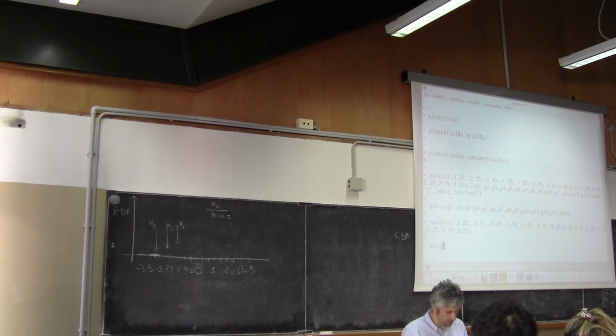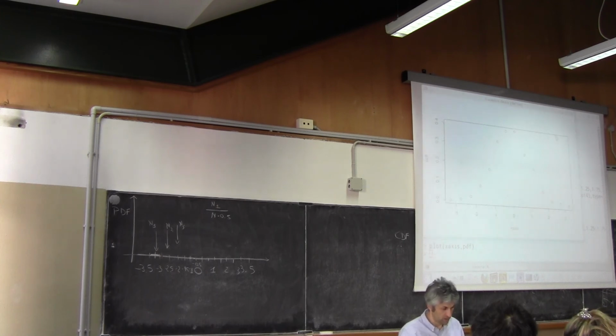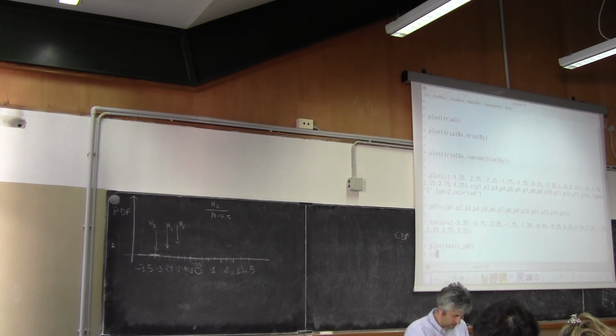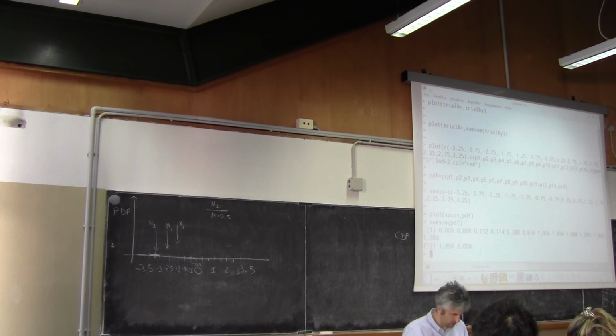So now if I want to get the plot of the PDF again, it's just enough to write plot x-axis, PDF, and you see the graph. It's like before, the only difference is that I didn't take the... And let me see if the integration, PDF. Let's see. No, it sums to 2 because even in this case there is a scale problem.